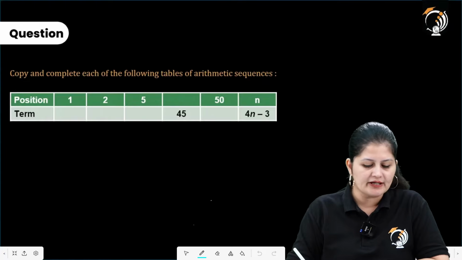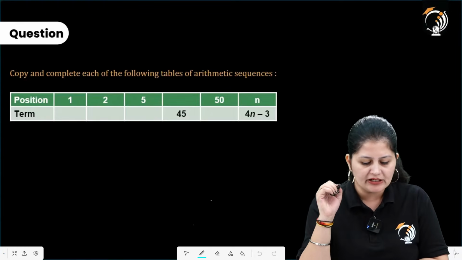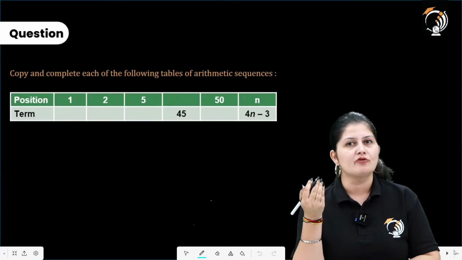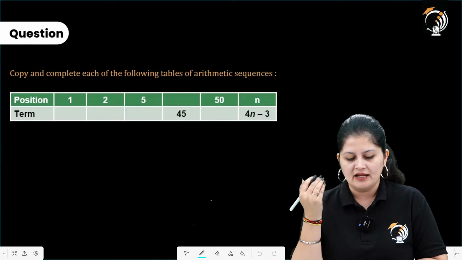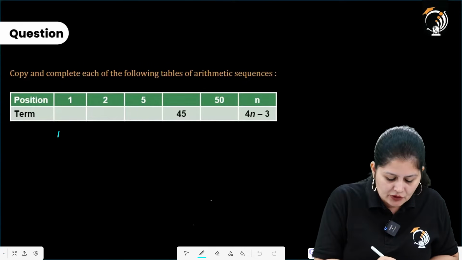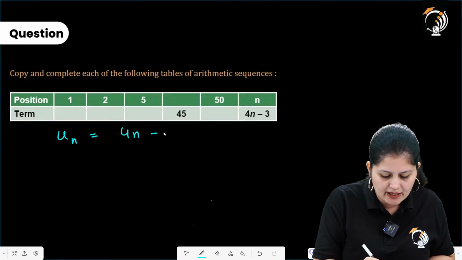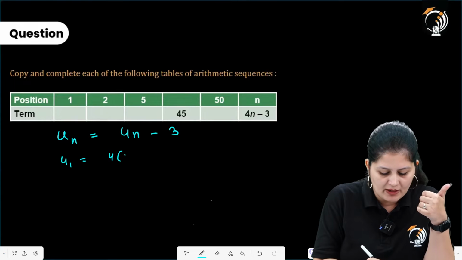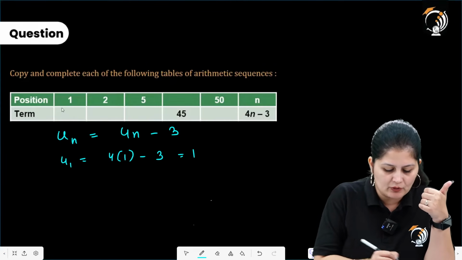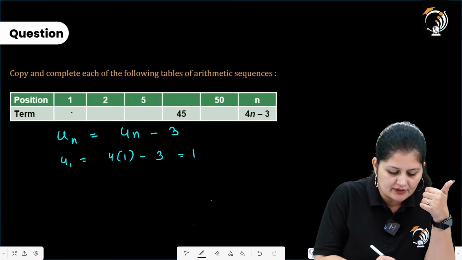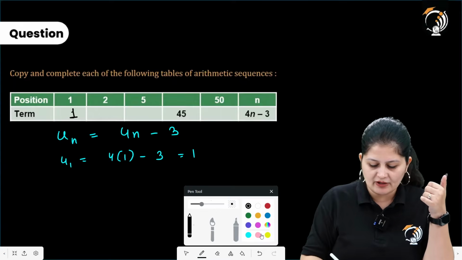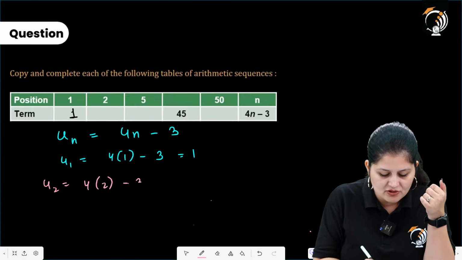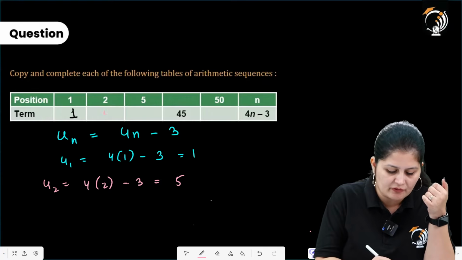Now, moving to the next question, which says to copy and complete each of the following tables of the arithmetic sequence. We are provided with the formula for finding the nth term of the sequence: un is equal to 4n minus 3. If we need to get u1, then u1 is going to be 4 multiplied with 1 minus 3, which is equal to 1. So we simply write 1 in this block. Secondly, u2 is going to be 4 multiplied with 2 minus 3, which is 8 minus 3, that is 5. So we write 5 here.